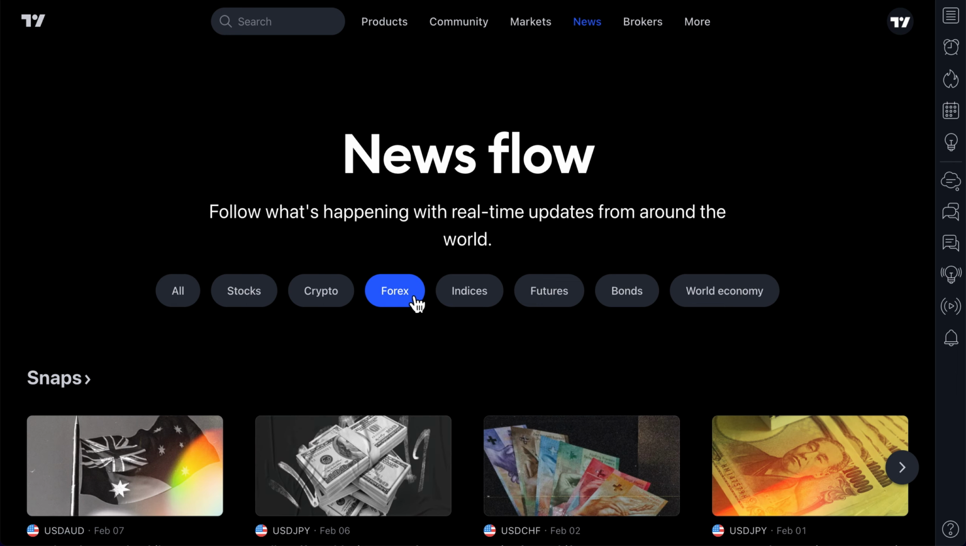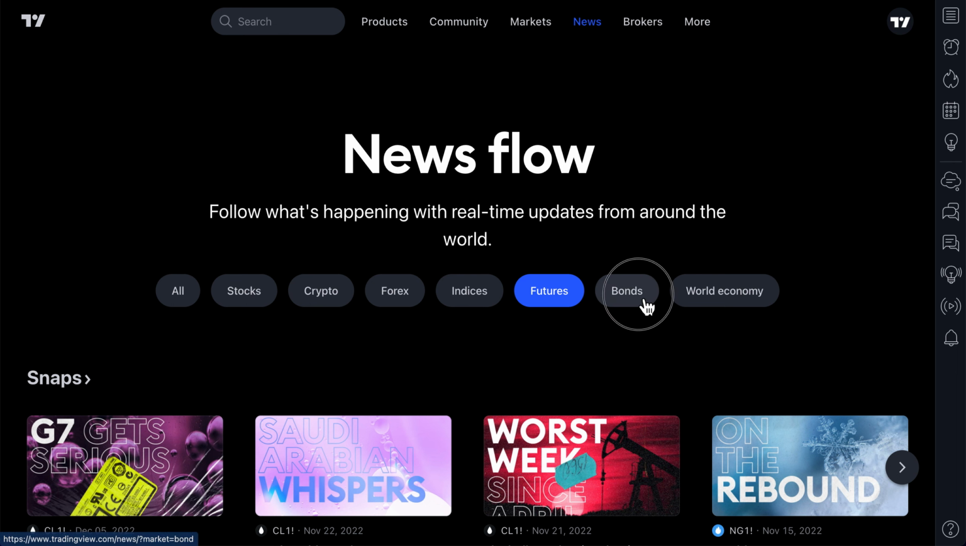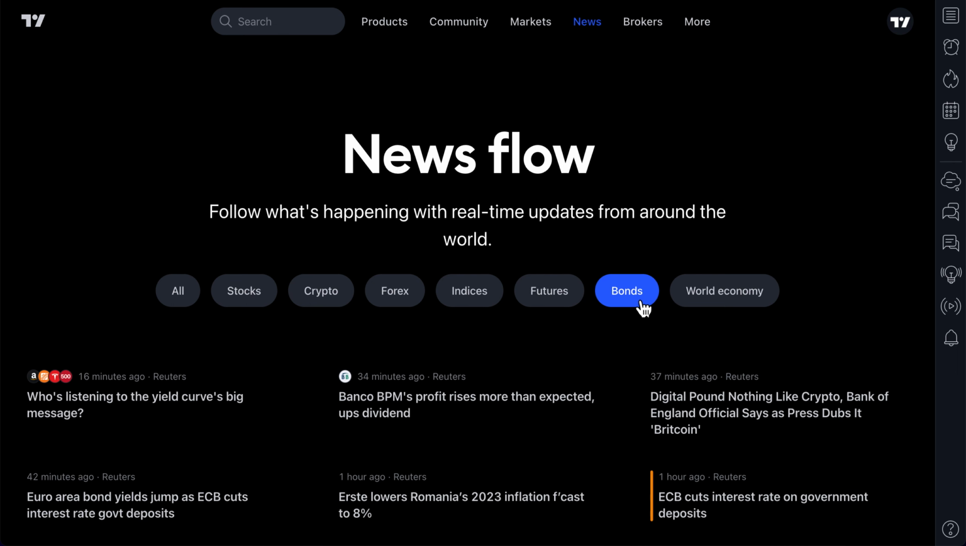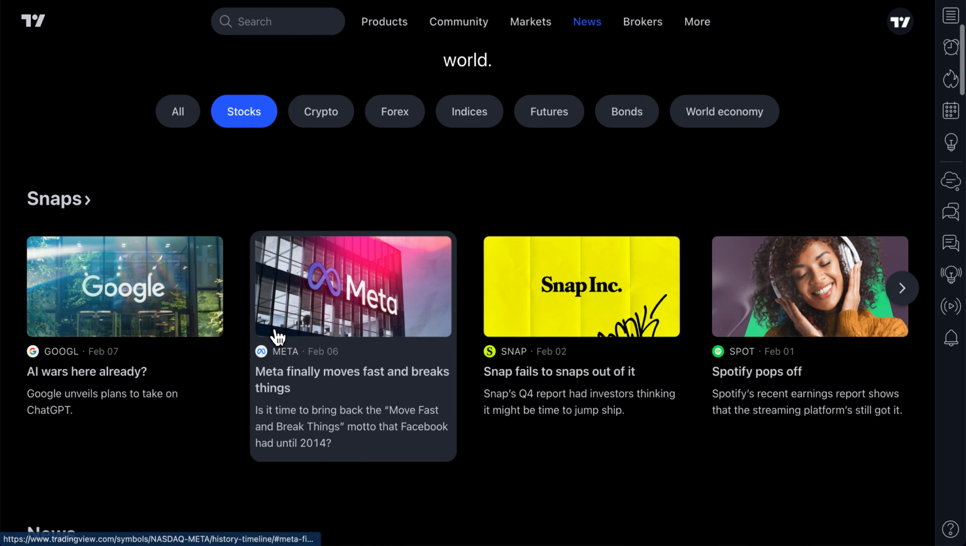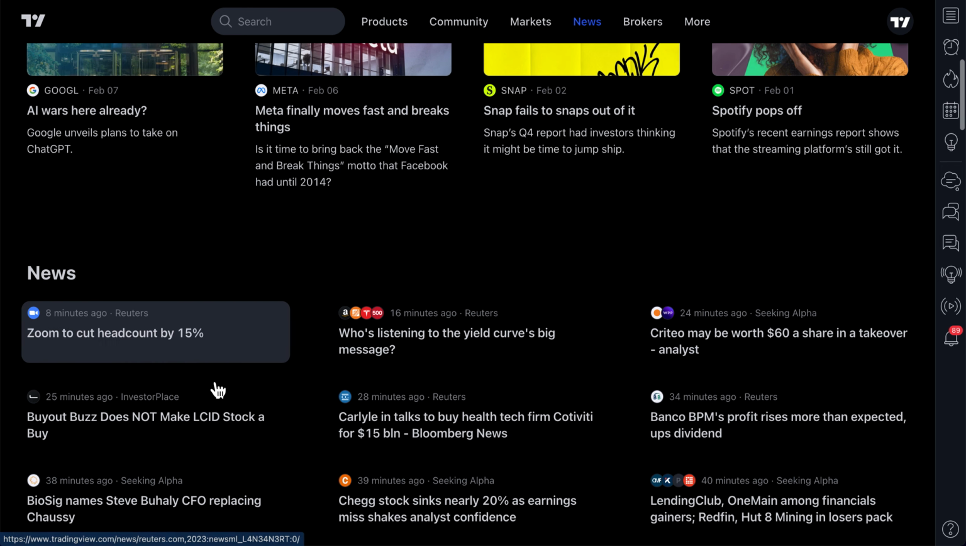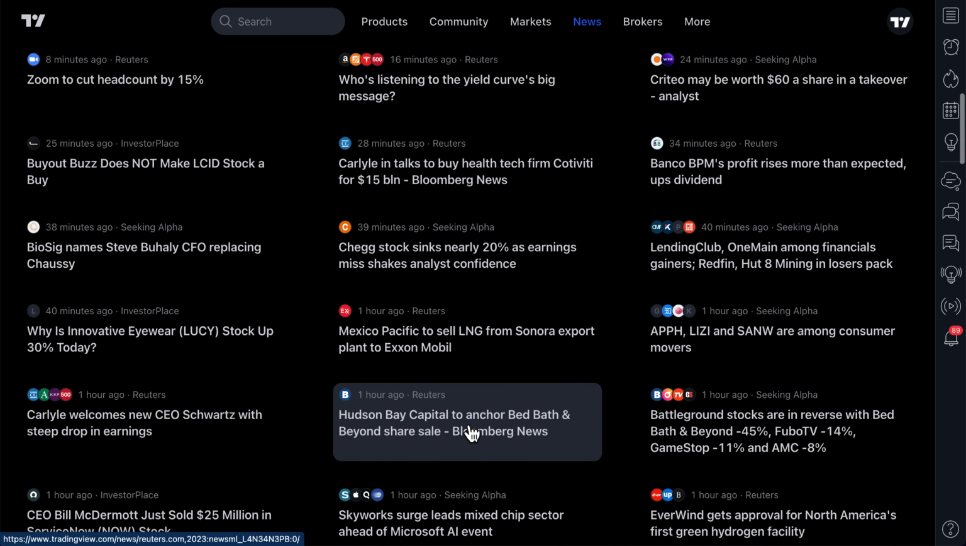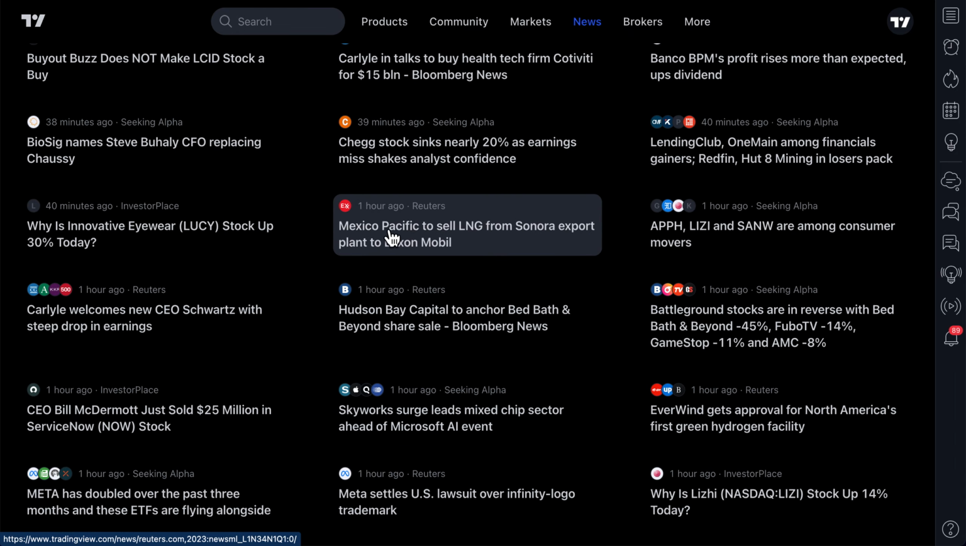All you have to do is click the asset class that you're interested in, just as we are doing in this example. For example, if we are interested in stocks, we can click stocks and scroll down to see the news that matters most to markets today. We can also see the sources involved. For example, this particular news article seems to be about Exxon. It was published 1 hour ago. It is coming from Reuters.